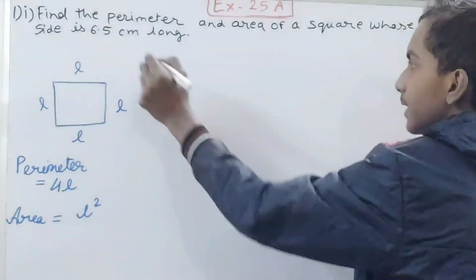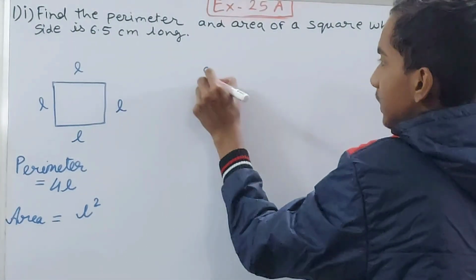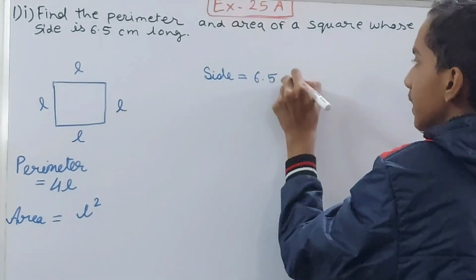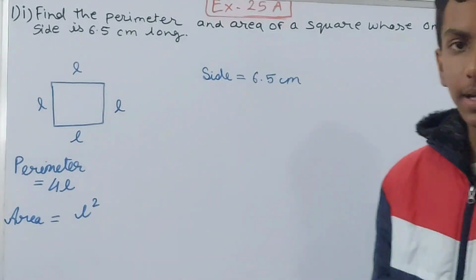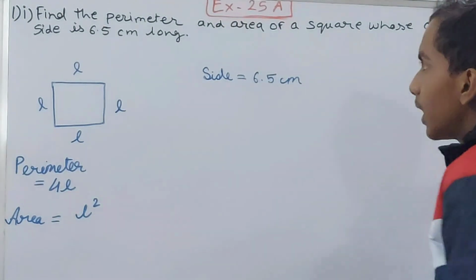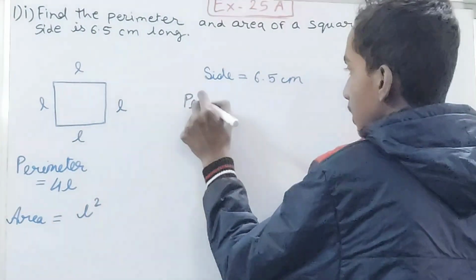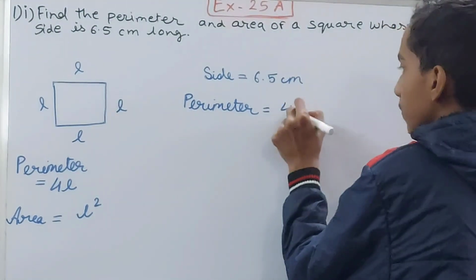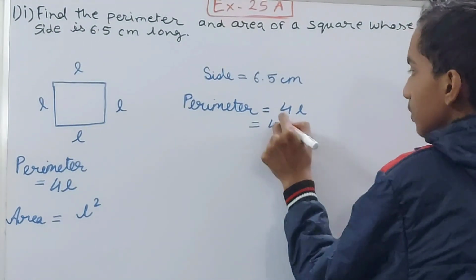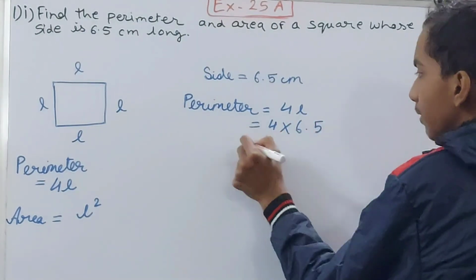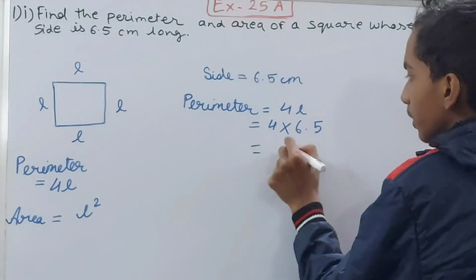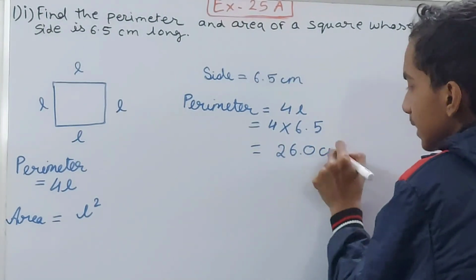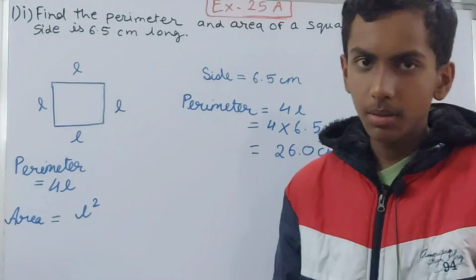You don't need to write this, but see, we have the side as 6.5 centimeters. This is one side of the square. We have been asked to find the perimeter. So perimeter is equal to 4L, so 4 into 6.5, that is 26 centimeters is the perimeter.